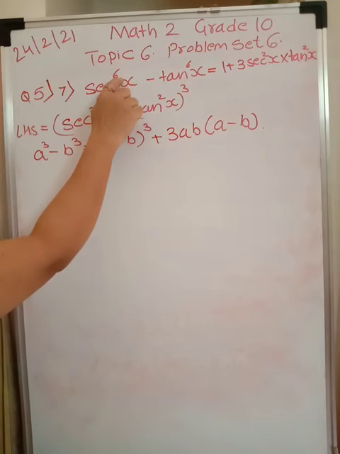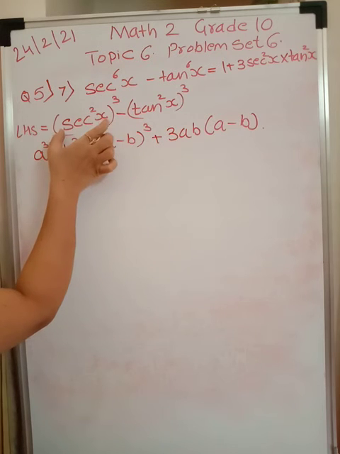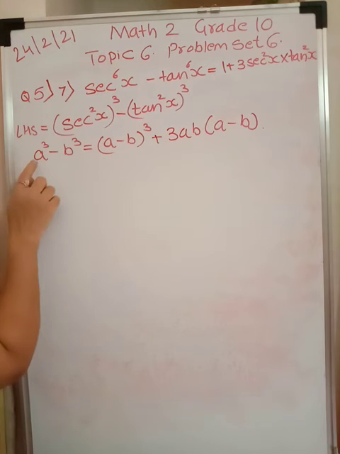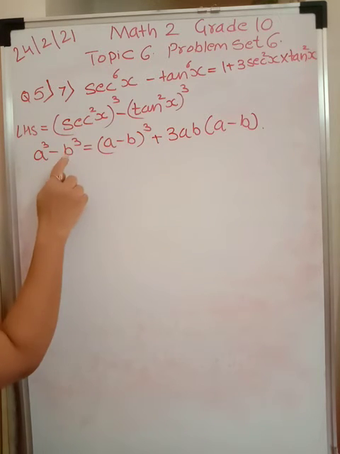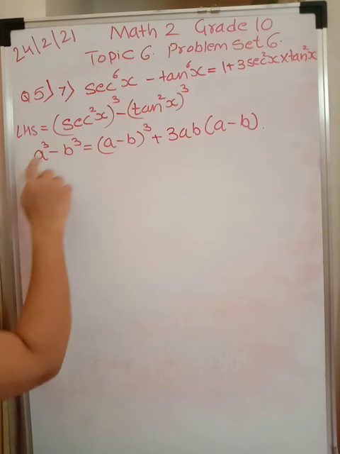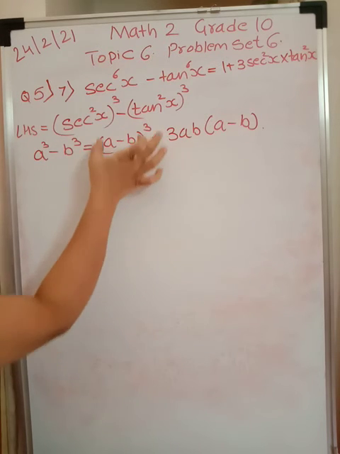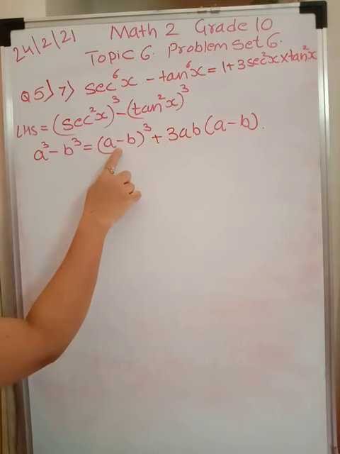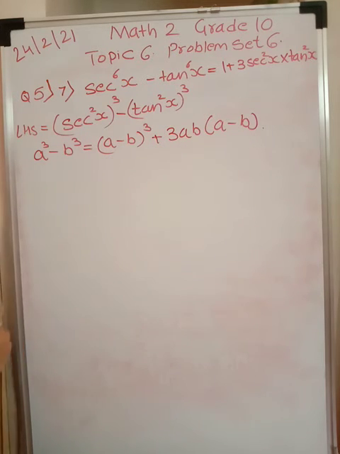3 twos are 6. Alright, so you have something cube minus something cube. So it is as good as a cube minus b cube. Your a will be sec square x and your b will be tan square x. Remember this identity, students. You are going to apply this over here. So what is a cube minus b cube? A minus b the whole cube plus 3ab into a minus b.